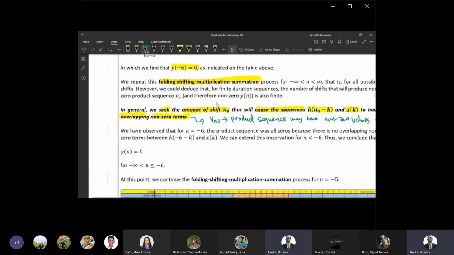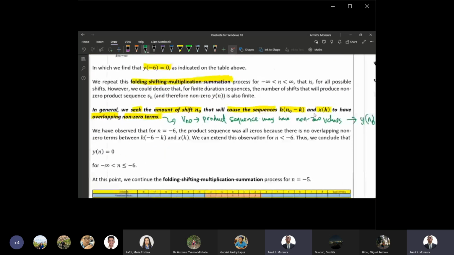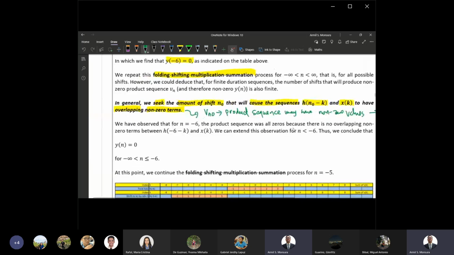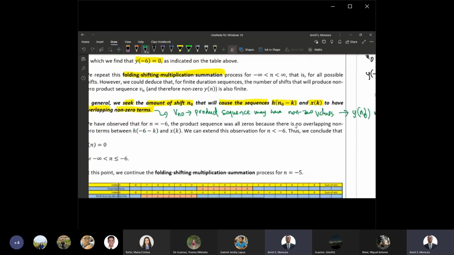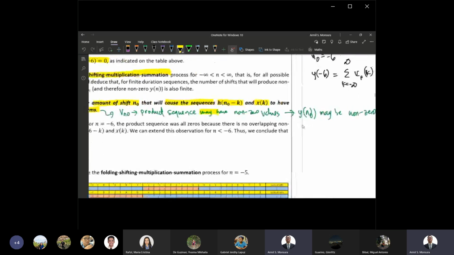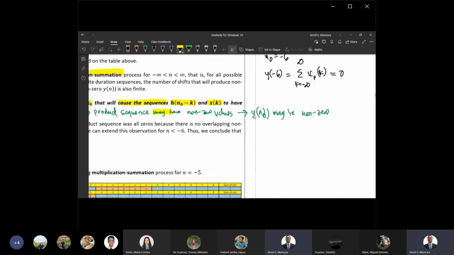We would try to seek the amount of shift n0 that will cause the sequences h and k to have overlapping non-zero terms. Kasi at that particular point, that means that your product sequence would have or may have non-zero values. And again, emphasize ko lang na may, kasi baka mamaya lagi ninyong sabihin na okay. May kasi baka mamaya naman kasi even if they have overlapping non-zero terms, baka naman yung mga products talaga nila magko-cause na maging zero siya. O kaya meron ngang mga terms yung product sequence ninyo, pero pag in-add ninyo, magli-lead pa rin sa zero to. So that is why yung y of n0 ninyo may also be non-zero.